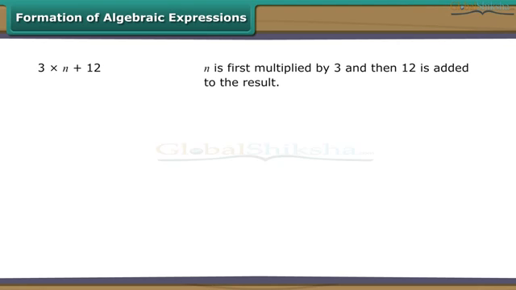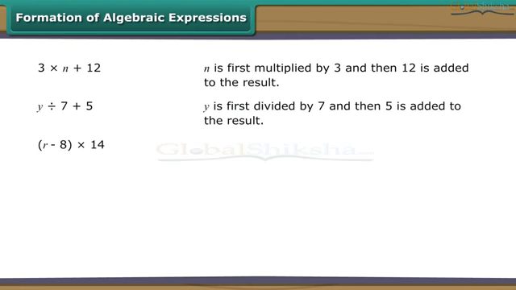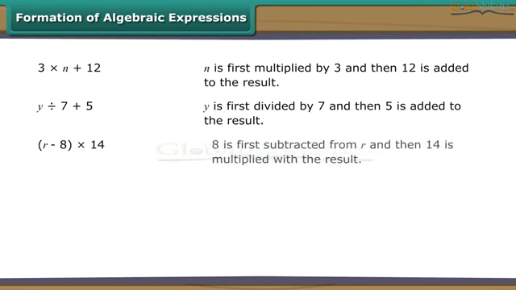Formation of algebraic expressions. Let us now take up some algebraic expressions and explain how they are formed. 3 into n plus 12. N is first multiplied by 3 and then 12 is added to the result. Y divided by 7 plus 5. Y is first divided by 7 and then 5 is added to the result. (r minus 8) into 14. 8 is first subtracted from r and then 14 is multiplied with the result.